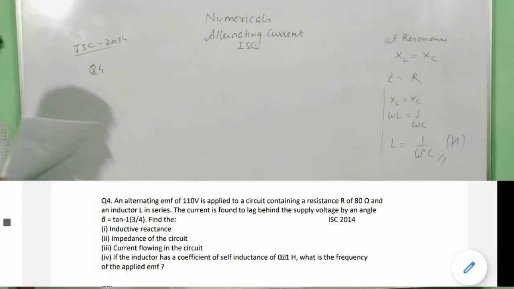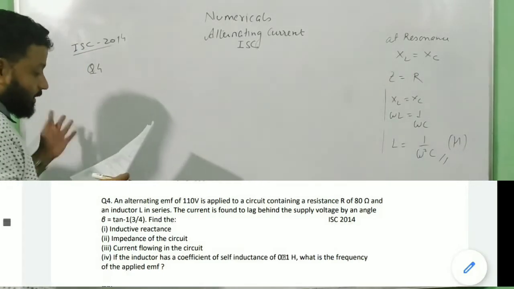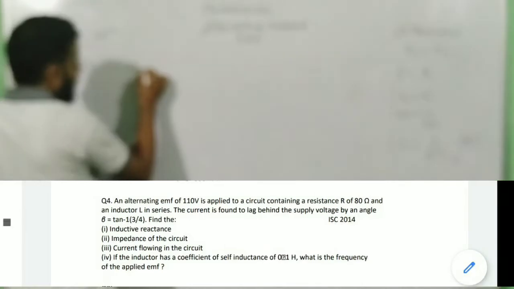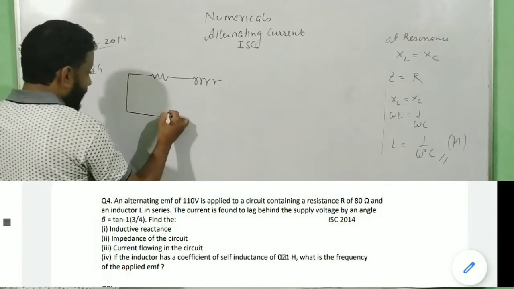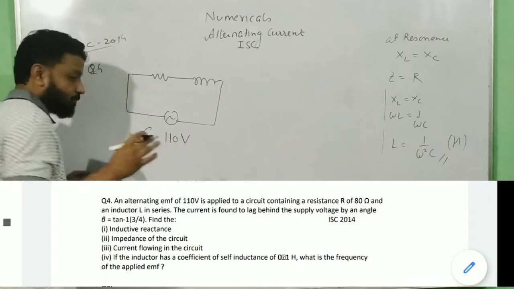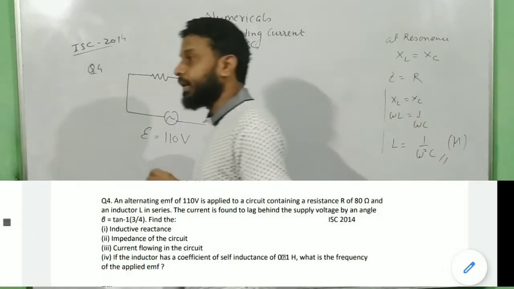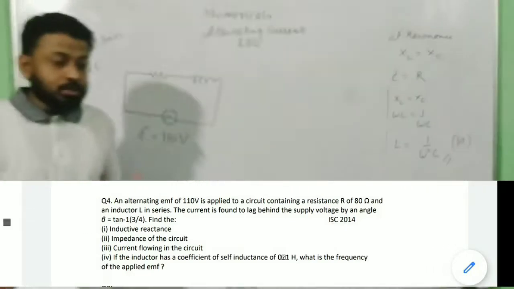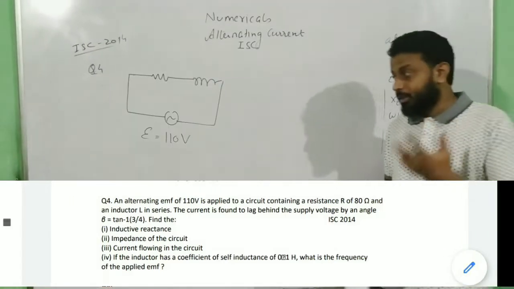An alternating EMF of 110 volt is applied to a circuit containing a resistance of R equal to 80 ohm and an inductor of L in series. So it's an LR circuit. Okay. So you have a resistance and an inductor. And the EMF which is given to you has a value of 110 volt. Now always keep one thing in mind that whenever just the EMF is given to you, nothing is mentioned before that, you have to consider that EMF as RMS value. Okay. If the examiner wishes to give you the peak, it will be mentioned to you as peak.